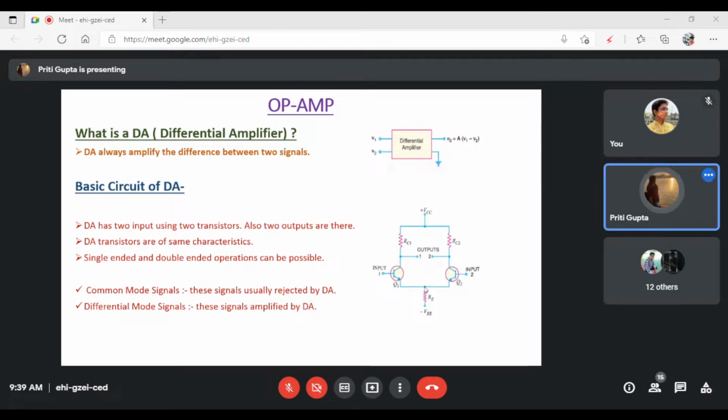Means R suffix E, the way it is written over here. Common emitter resistance, capital R suffix capital E, and common negative supply VEE. So they share a common positive supply VCC, a common emitter resistor RE, and a common negative supply VEE.